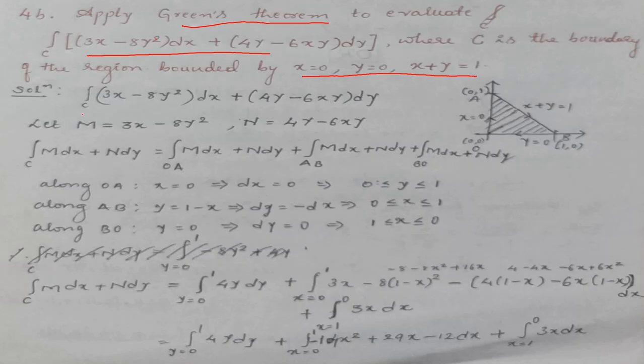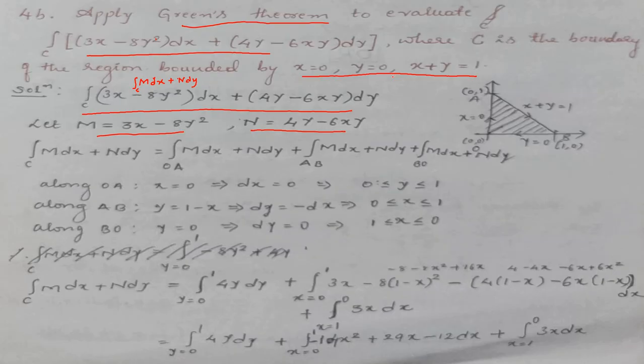So consider first the given integral. I have written that integral. From this, as I told you, we can write the problem as the integral over region C of m dx plus n dy. From this, I will identify what m is, and I have written that m. I will identify what n is, and I have written it here. Then I need to find the integral over region C of m dx plus n dy.